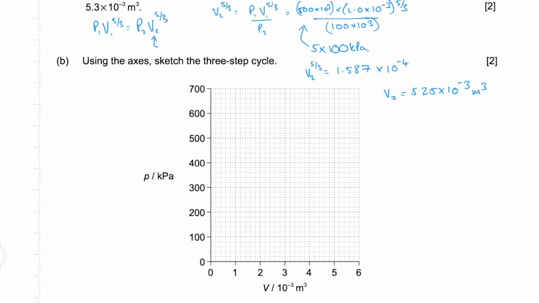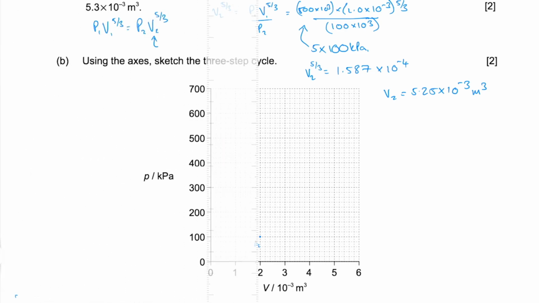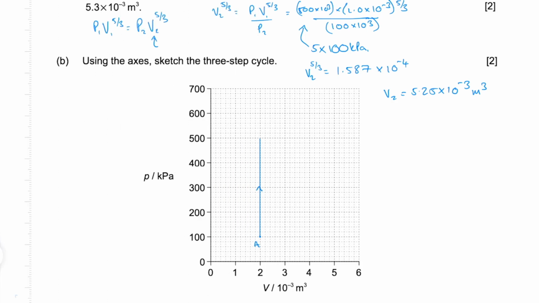B. Using the axes, sketch the 3-step cycle. Well, we know the initial pressure of the gas is 100 kilopascals and its volume was initially at 2 times 10 to the minus 3. So our initial point is here. Then we know it expands under constant volume, so it's going to be a vertical line up to 500 kilopascals. At that point, it expands adiabatically down to the volume we've just calculated below. So it expands adiabatically down to 5.25, just about there, and it expands down, giving the same pressure that I initially started with, so at 100 kilopascals.